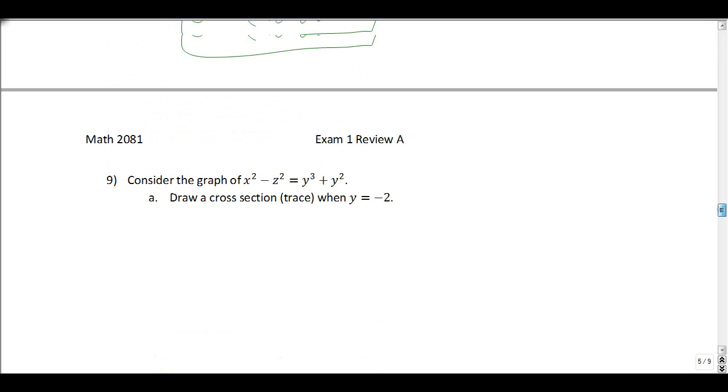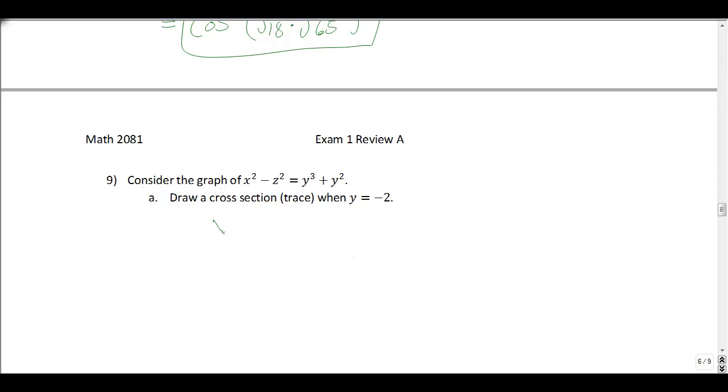Next question. So we have a graph of x squared minus z squared equals y cubed plus y squared. So this is almost like one of those quadratic surfaces, but we have this y cubed messing things up. In any case, we can still draw cross sections, which sometimes are called a trace. Here's why this word trace is in here. So we're going to draw a cross section when y equals negative 2.